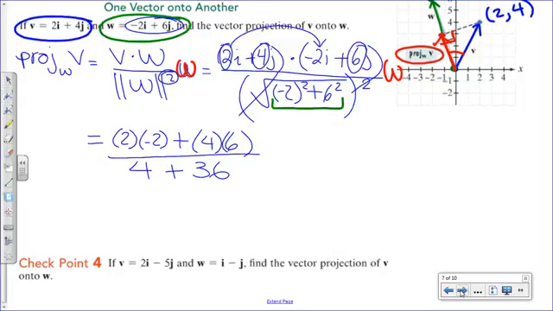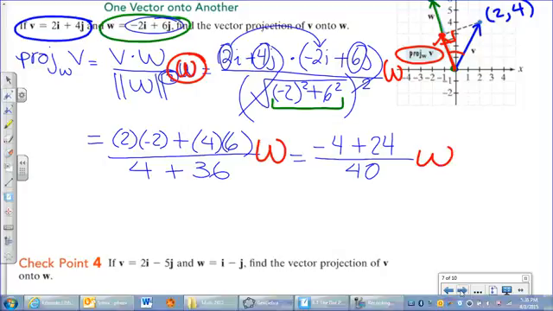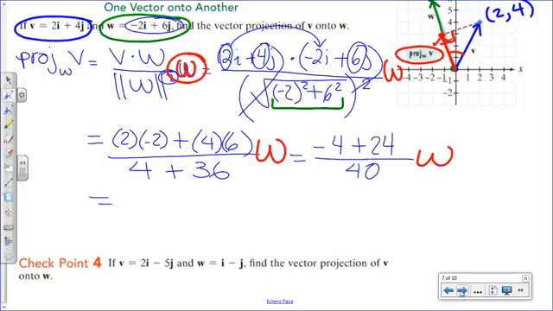Now, let's not forget that we still need to multiply by vector W. Okay, so 2 times negative 2 is negative 4, plus 4 times 6 is 24. On the bottom, we're going to have 40. We're still multiplying by W. And so this will be negative 4 plus 24 is positive 20 divided by 40. We're still multiplying by vector W. And so here, 20 divided by 40 is equal to 1/2.